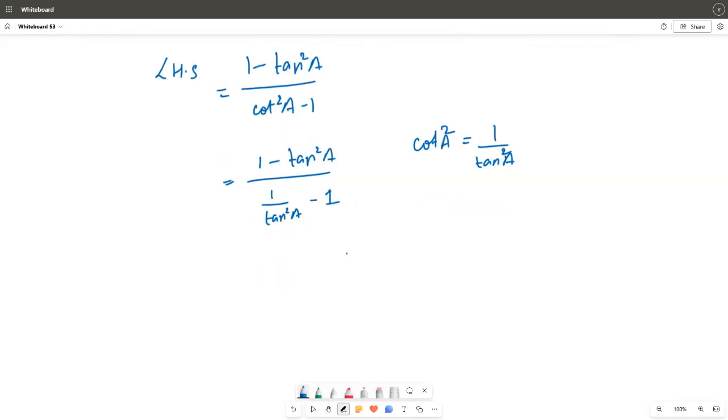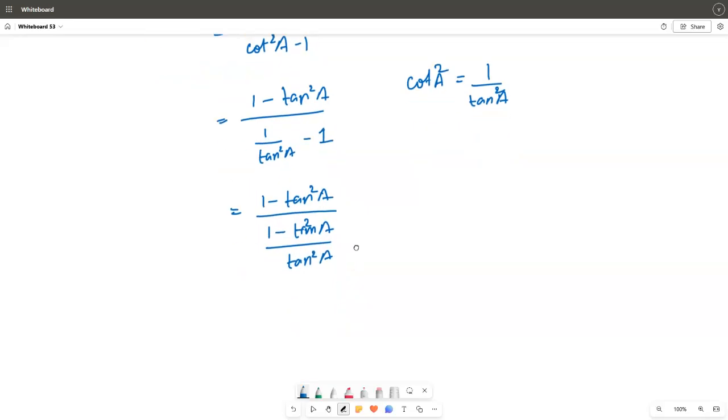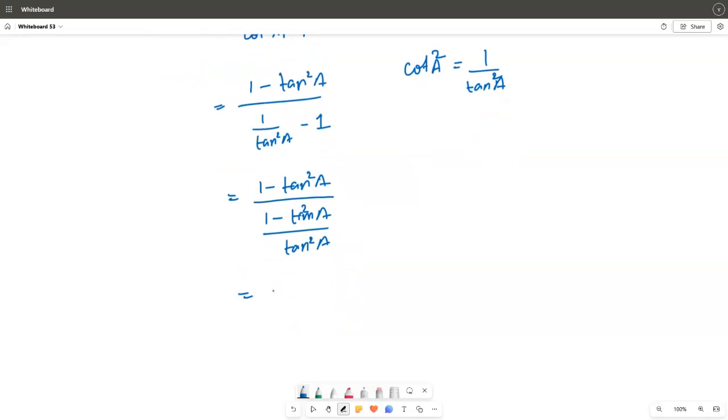So in the denominator, I am going to take LCM. So this would be 1 minus tan square A in the numerator, and the LCM would be tan square A. So (1 minus tan square A) by tan square A. And if we get confused like this, we can write it like 1 minus tan square A divided by (1 minus tan square A) by tan square A.